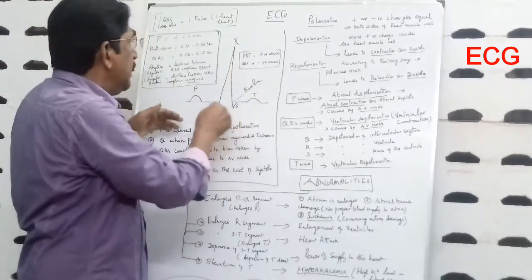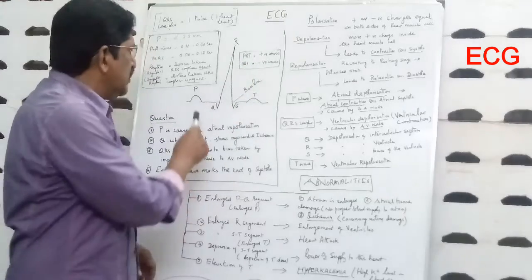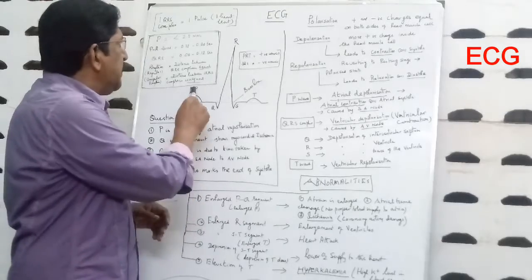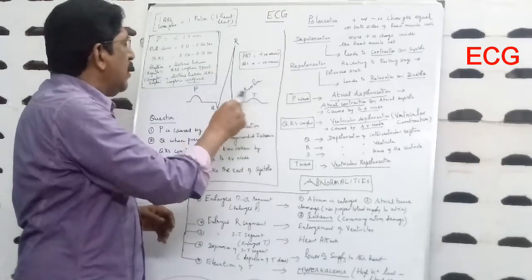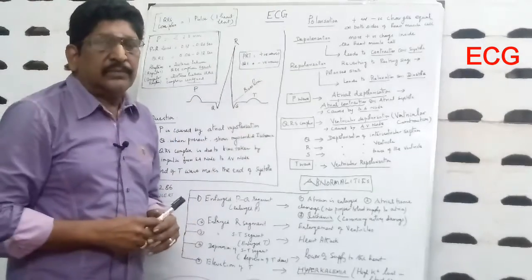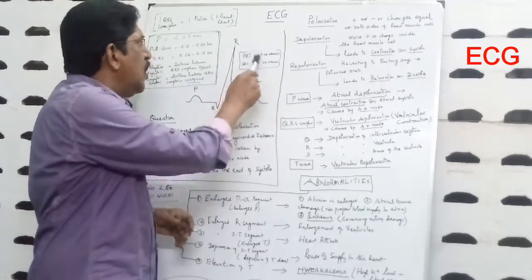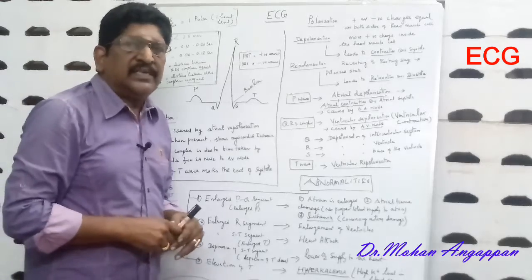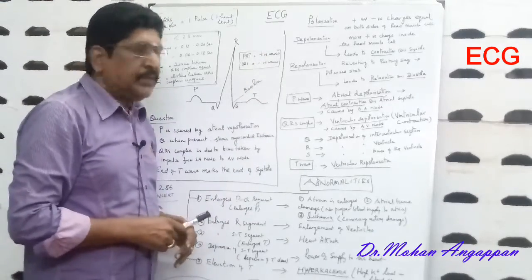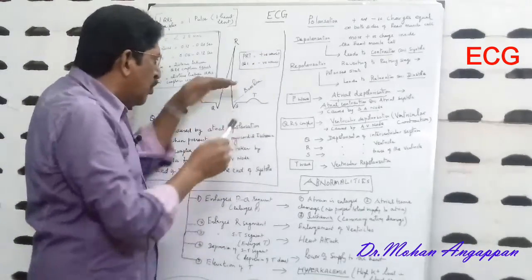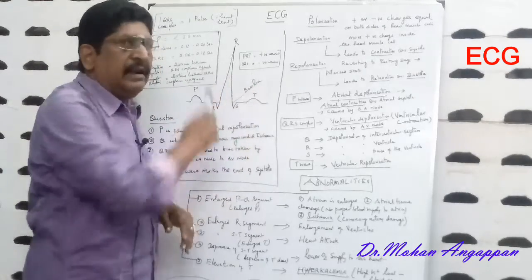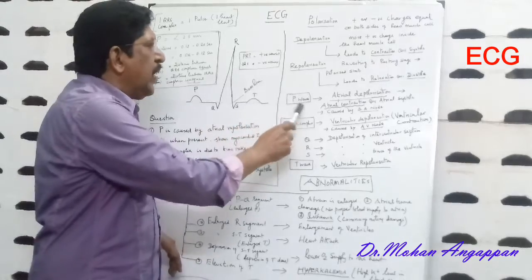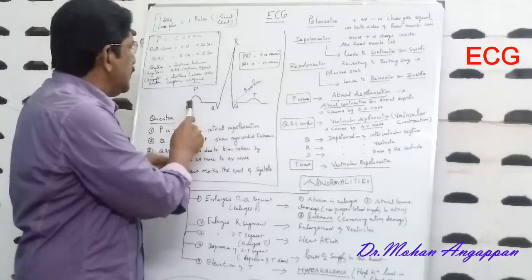Now let us come to the QRS T waves. So this is the baseline of ECG. You can see P, R and T are above the baseline. So these waves are called positive waves. P, R and T are positive waves since they are above the baseline. Q and S are below the baseline, so they are called the negative waves.